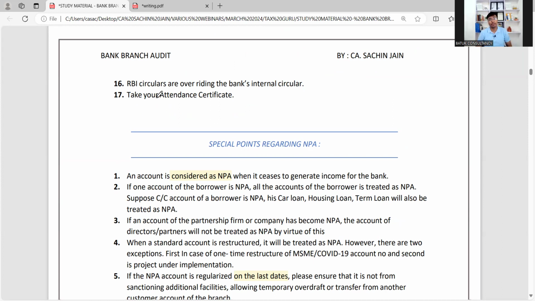prevail. Okay, many times what happens is we raise a point, at that time the banking authority will say, sir, as per our internal circular, this is not applicable to us. But at that time, we need to say that, sir, the RBI circular will prevail over your internal circular.